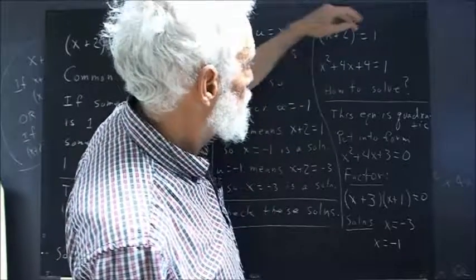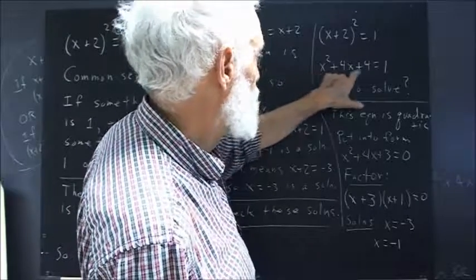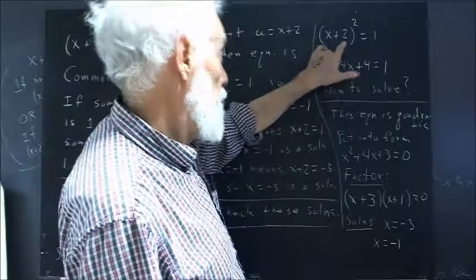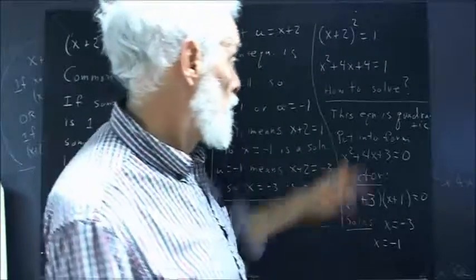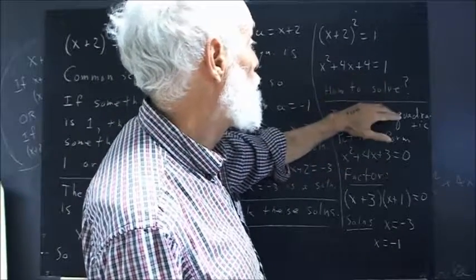If you chose to expand this, you would get x squared plus 4x plus 4 equals 1. And I assume that you can write x plus 2 times x plus 2, multiply that out using the distributive law, and verify that you get this. Now the question is how to solve this equation.